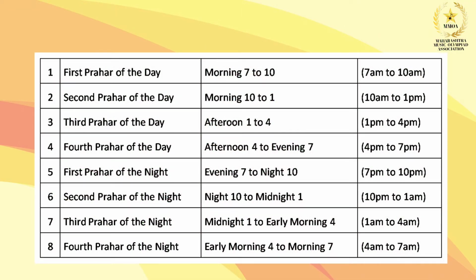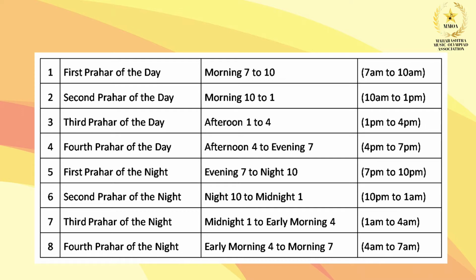If we divide the 24 hours of a day into time intervals or praher of 3 hours each, we get 8 praher in a day. These are as follows. First praher of the day is morning 7 to 10, that is 7 am to 10 am. Second praher of the day is 10 am to 1 pm. Third praher of the day is 1 pm to 4 pm. And the fourth praher of the day is 4 pm to 7 pm.